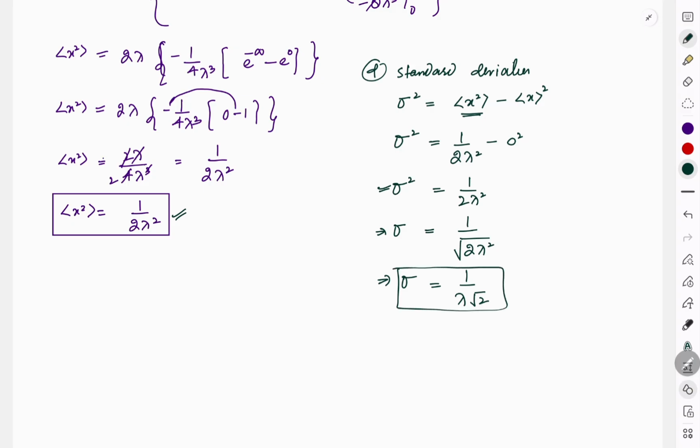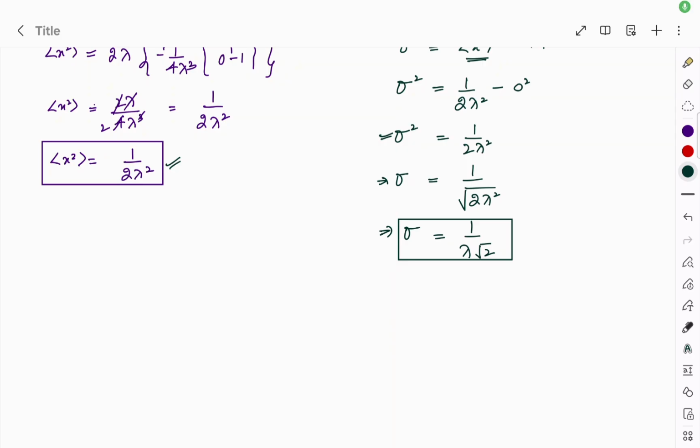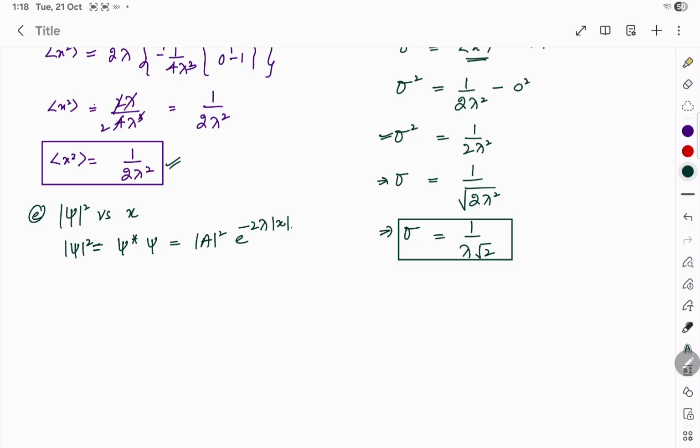This is the standard deviation. Let's move to the other part, where we have been asked to plot the graph of psi square versus x. Since we know that psi square is actually psi star psi, and we already calculated above, mod of A square e to the power minus lambda mod of x.